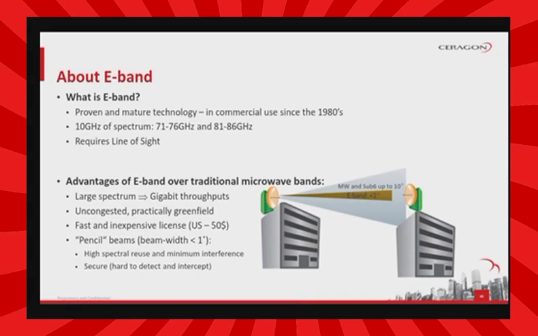Ceragon machines operating in E-band can use 10 GHz of radio spectrum, between 71 to 76 GHz and 81 to 86 GHz. E-band radio links require direct radio line of sight.